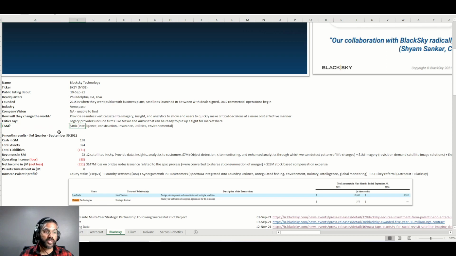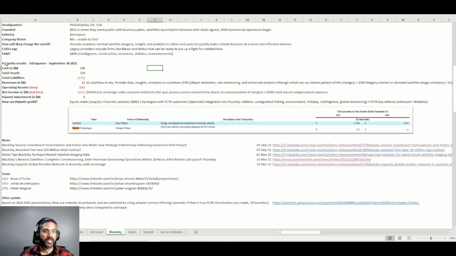The total addressable market, they say, is $40 billion. This is what Blacksky says, based on intelligence, construction, insurance, utilities, and environmental reasons, because all of these industries have a use case for this. Now, if we look at the financial results, nine months results for the third quarter, September 30th, 2021, they have $198 million in cash, total assets of $324 million, liabilities of $171 million. So obviously they have a good balance sheet because assets exceed liabilities.